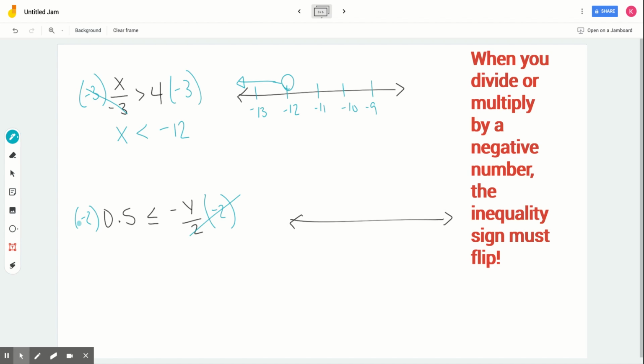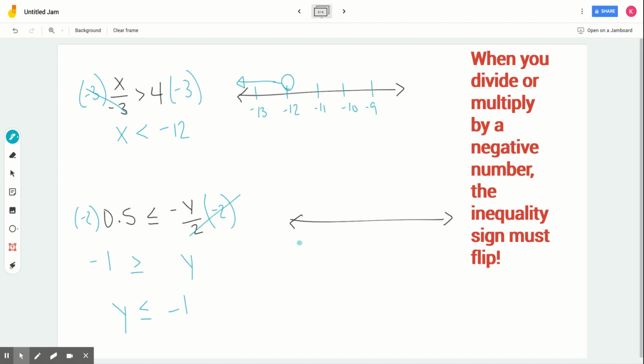This will cancel. Negative times a positive is a negative. 2 times 0.5 is 1. Now, since we multiplied by a negative, the inequality sign must flip. However, since we have the variable on the right, we still need to rewrite the inequality so that the inequality will face the -1. So y is less than or equal to -1.